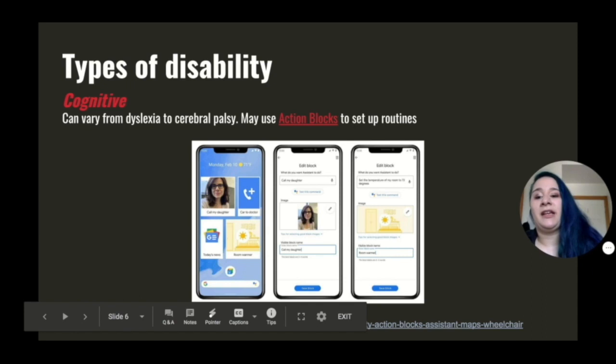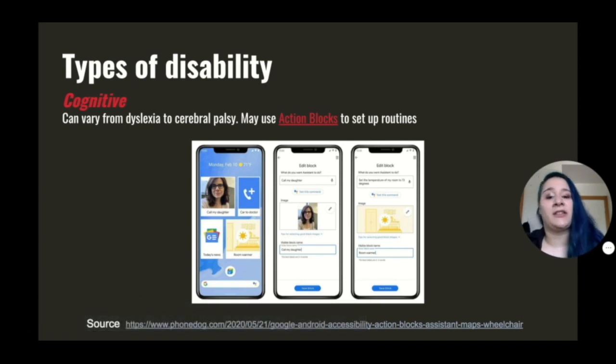Another type of disability is cognitive. This can vary from dyslexia to cerebral palsy. A user with a cognitive disability may use action blocks to set up routines. Pictured here is action blocks as widgets that were set up to do anything the Google Assistant can do. This was set up to call a specific person or turn on and off the lights.